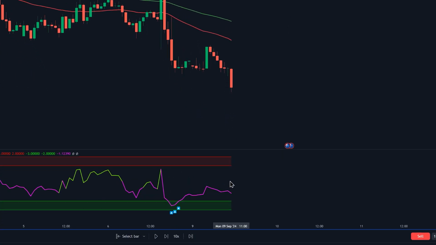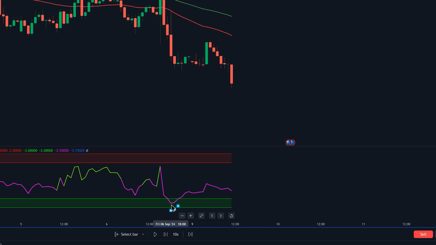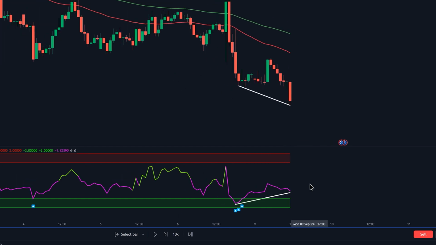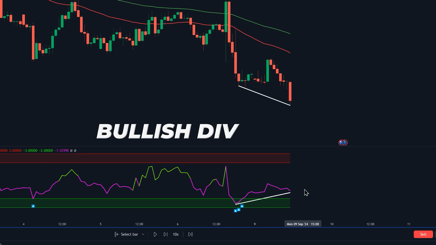But looking at the Z-Score oscillator, we can see that corresponding to this candle, it was actually higher than the previous low. So the oscillator was establishing a higher low, while the price action was establishing a lower low. This, ladies and gentlemen, is a bullish divergence.